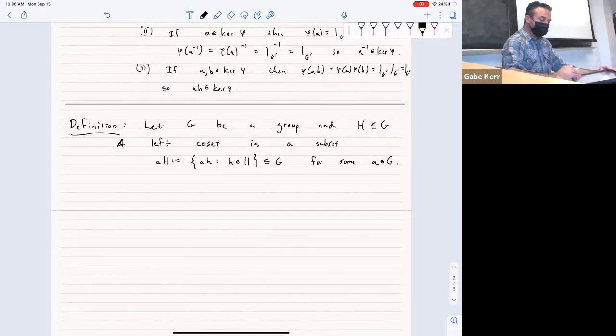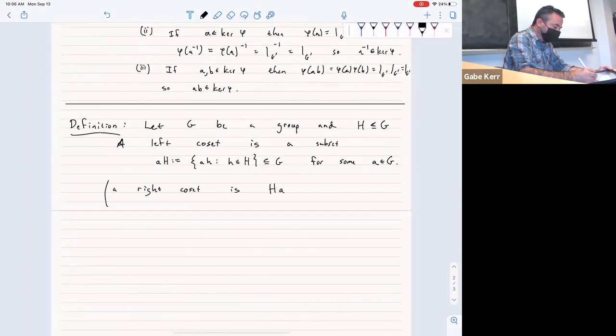Okay. And a right coset. So a right coset, obviously, you just multiply on the right. Just of the type Ha. We realize that these things are not necessarily the same thing, right? Because of the lack of commutativity in groups.